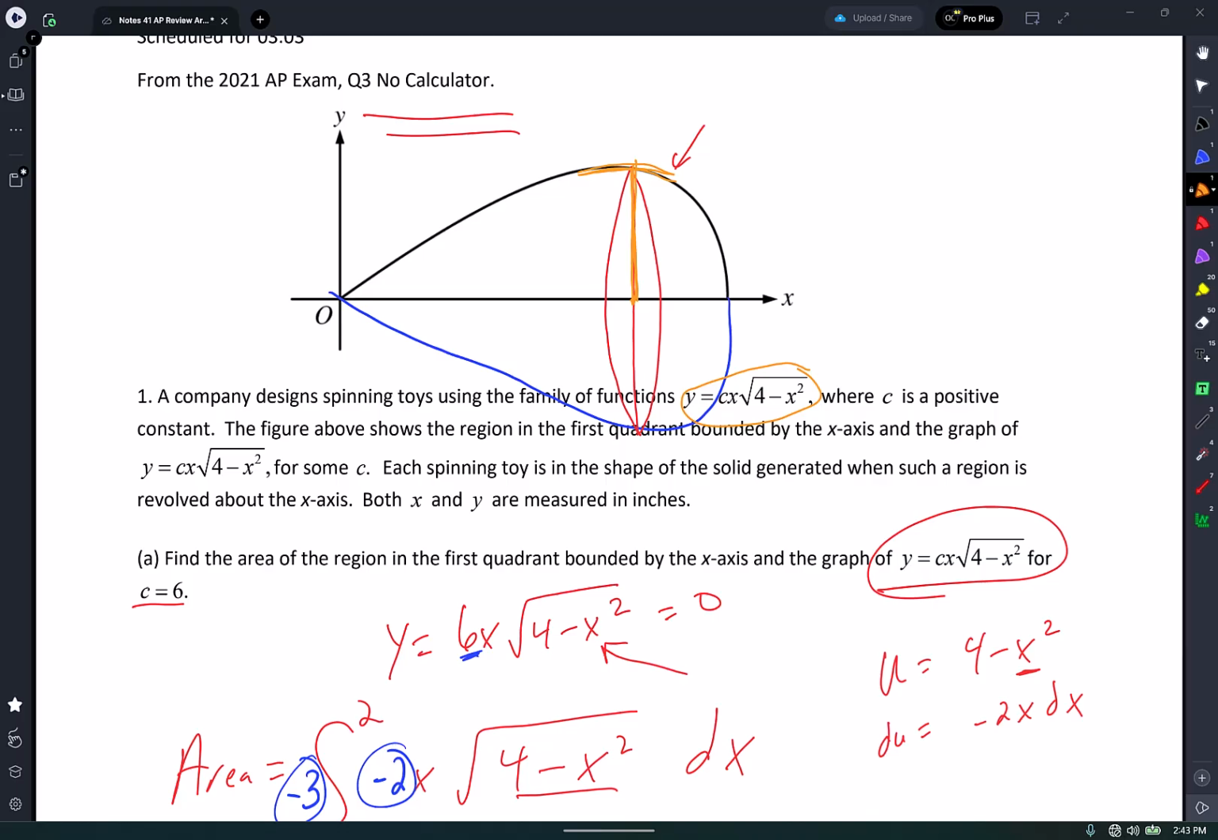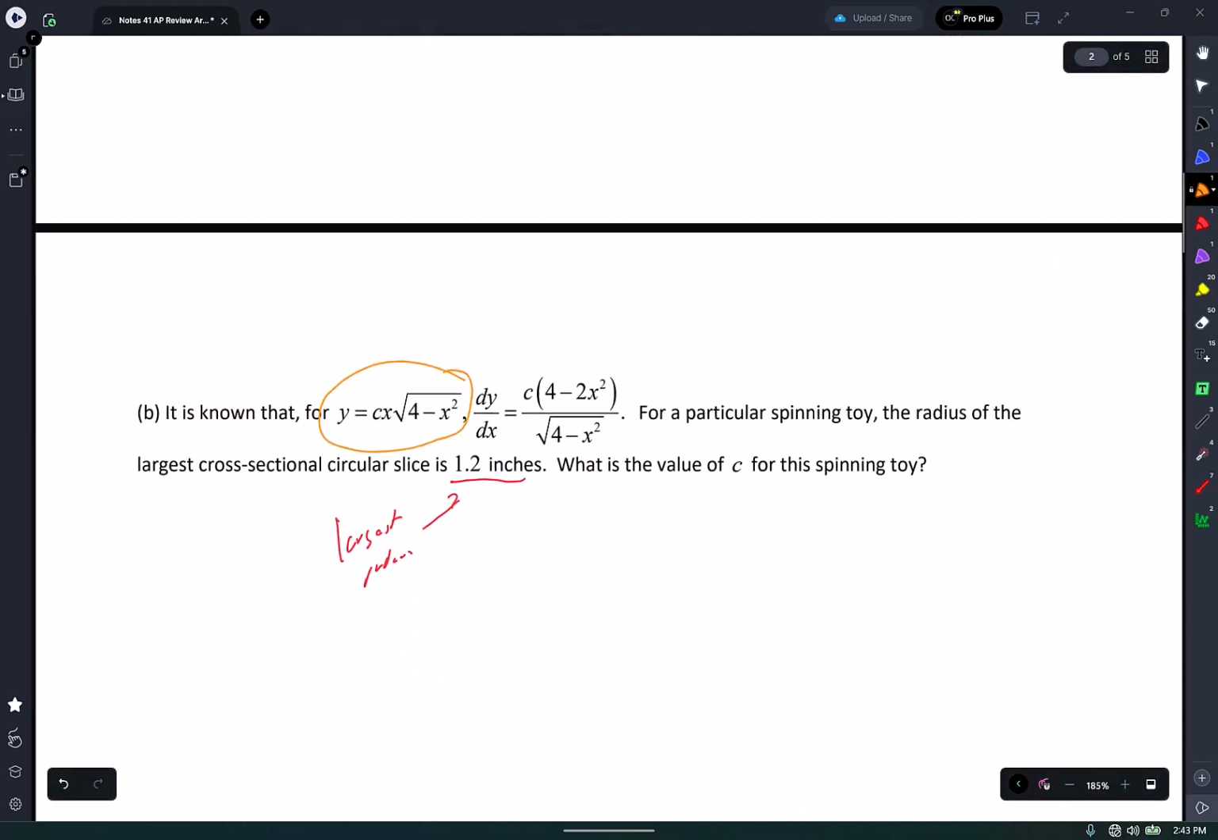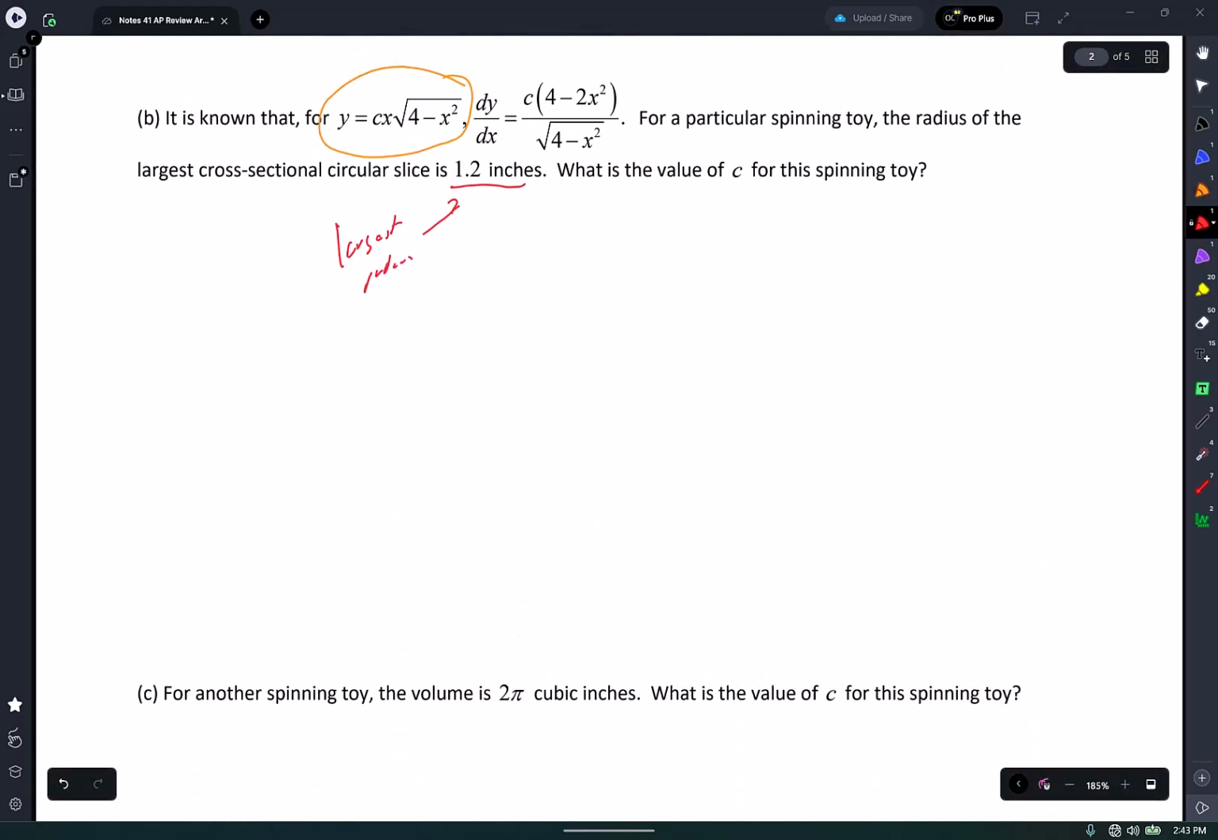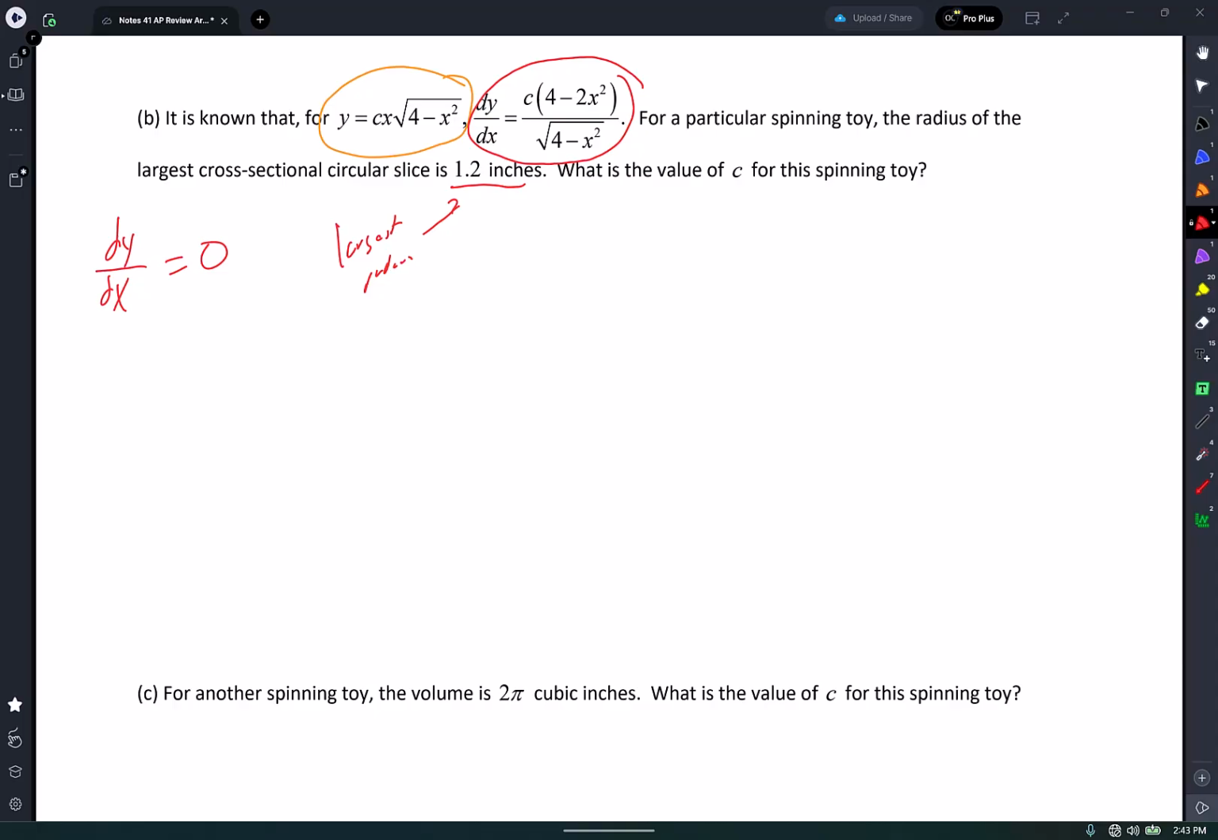So that means the derivative had to have equaled 0 at that moment. So that's what I'm going to do. I'm going to say, well, that's the largest slice. That means dy dx has to equal 0. Do we see how we did that? Well, here's dy dx. The only way dy dx will equal 0, who cares what c is? We got to solve for c. The only way dy dx will equal 0 is if 4 minus 2x squared equals 0. So I'm going to go 4 minus 2x squared equals 0.